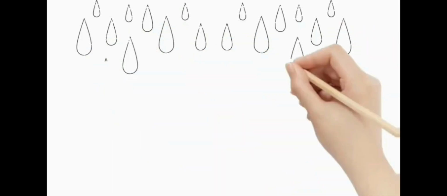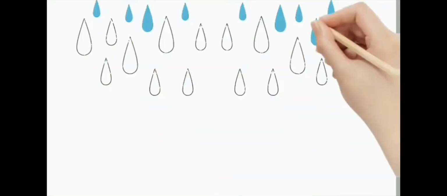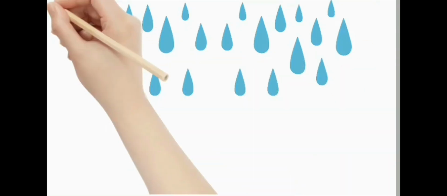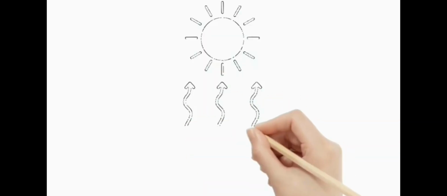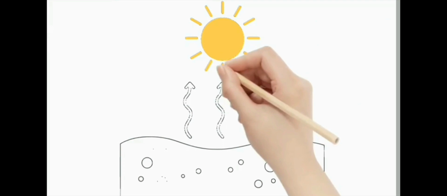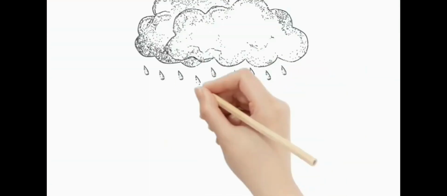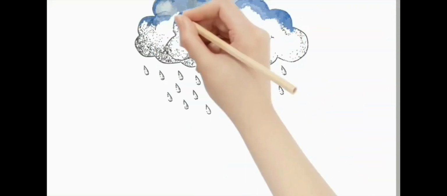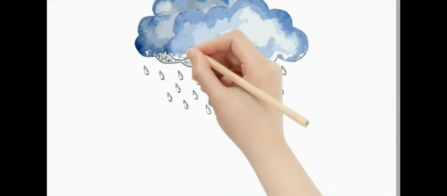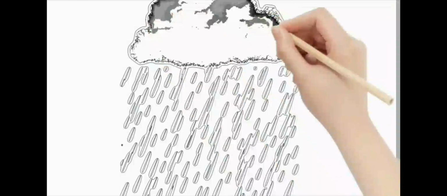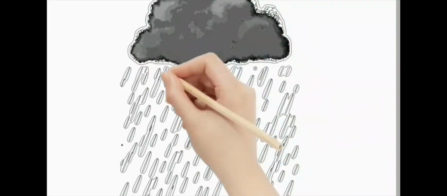Have you ever wondered where water comes from and where it goes? The water cycle starts with evaporation. The sun heats up water in the ocean, lakes, and rivers, turning it into water vapor. The water vapor rises into the air and forms clouds. When the clouds get too heavy, they release their water content back to the earth as rain or snow.